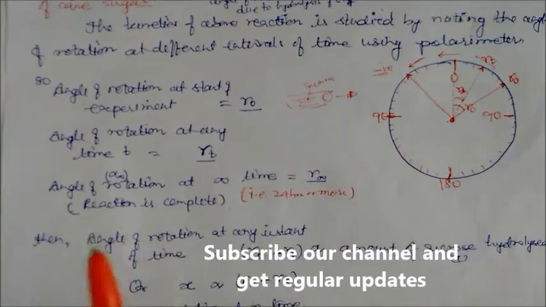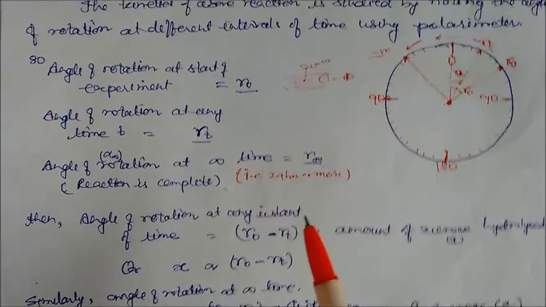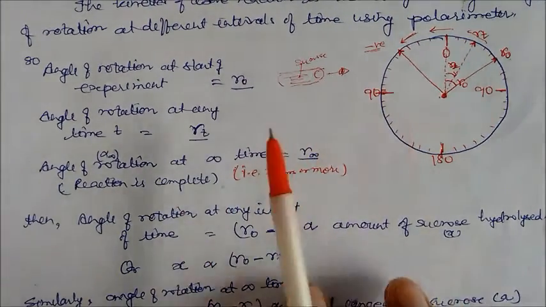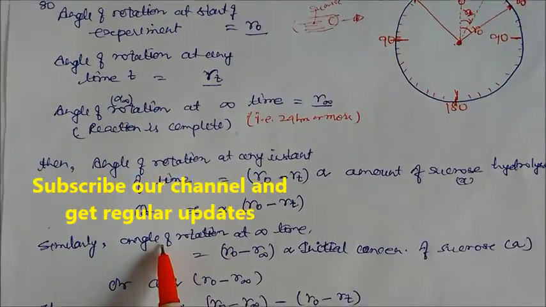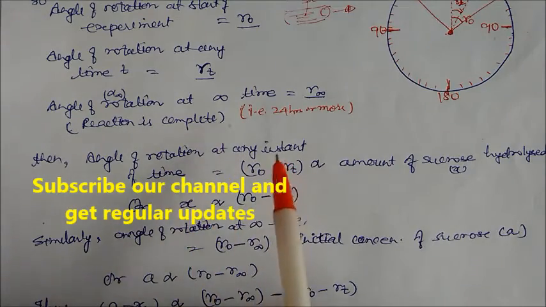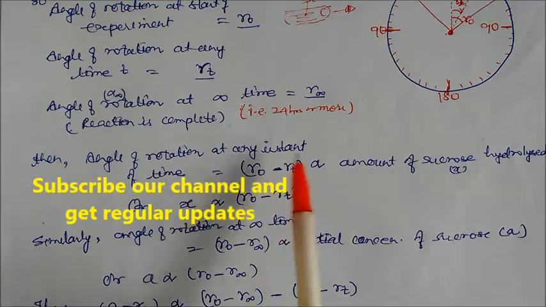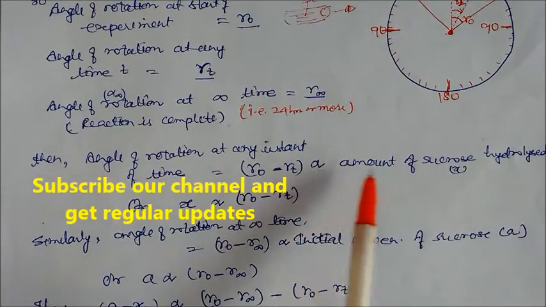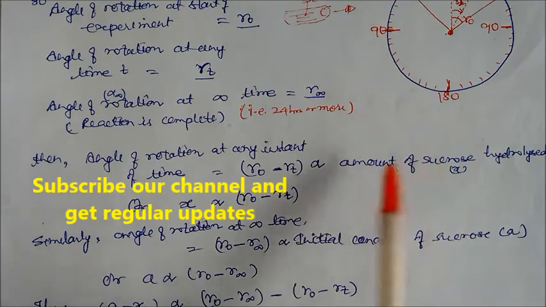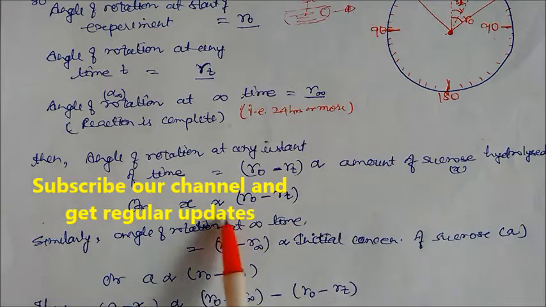Now the angle of rotation at any time t is RT, and the angle of rotation at infinite time is R infinity, meaning the whole sucrose is converted into glucose plus fructose. Infinite time is nothing but something like 24 hours. So the angle of rotation at any instant lies between R0 and R infinity. R0 minus RT will give you the amount of sucrose hydrolyzed, so x of sucrose hydrolyzed is proportional to R0 minus RT at any instant.